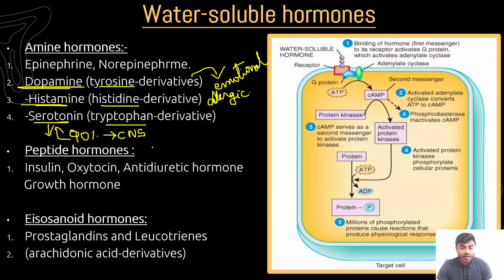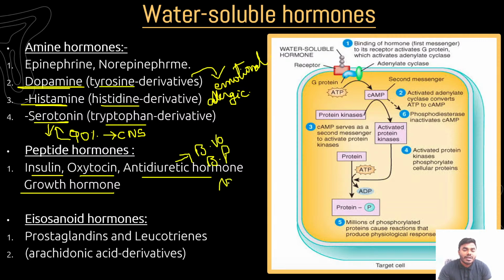Anyway, we are going to discuss all the peptide hormones: insulin, oxytocin, antidiuretic hormone, growth hormone. We know very well insulin is the one which can maintain the blood glucose level. Oxytocin is required for uterine contraction. ADH is responsible for maintaining the sodium and potassium homeostasis. You can say that it can control the blood volume, it can control the blood pressure, it can maintain the sodium and potassium homeostasis.